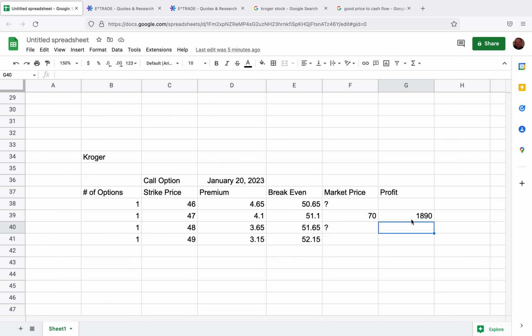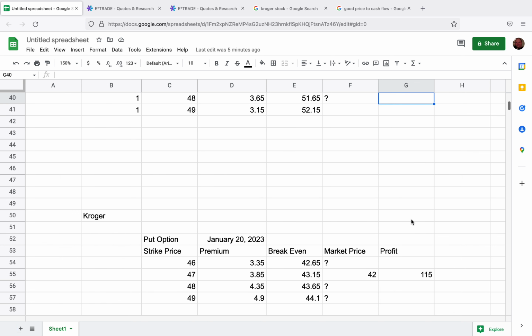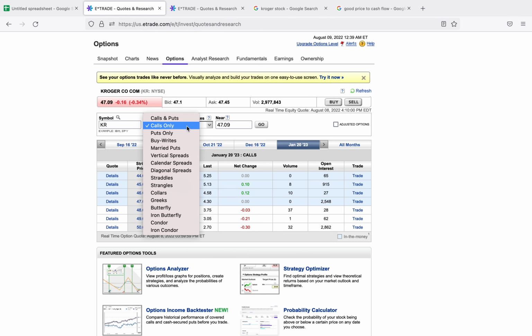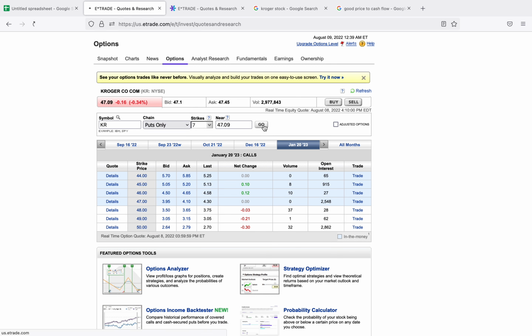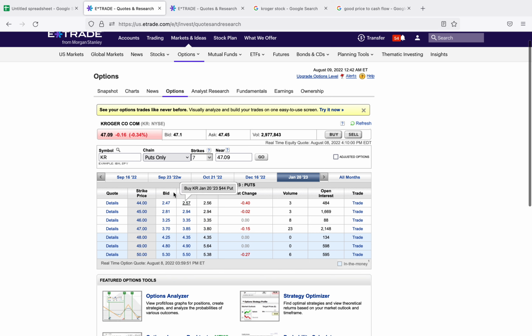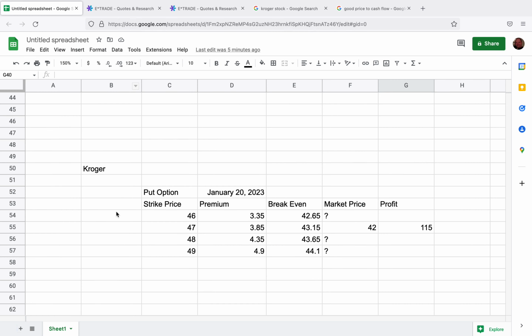So now we're going to do a put option, which is where it goes down. So again, this is the math-based version. If we're looking for a put option, we're going to go back over here, and we're going to look at the puts. Again, this is just filtering it out. And I've already got the ask price written down here. So let's just say, because it's currently trading at $47, the premium is $3.85. The break-even point is $43.15.